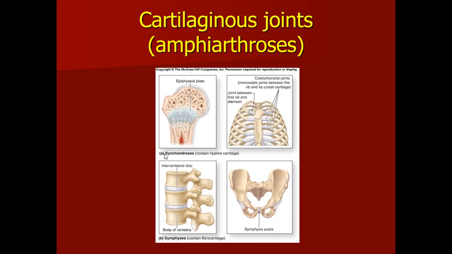But this area is a synchondrosis. It contains hyaline cartilage, and this is the ribs here, Thomas. I think you said ribs before for something else. These have slight movement. As well as the symphysis of the pubic bone and the intervertebral discs. So amphiarthrosis, which are cartilaginous joints, can be broken down into synchondrosis and symphysis. Once again, for your quiz, it's important that you know all of these terms.